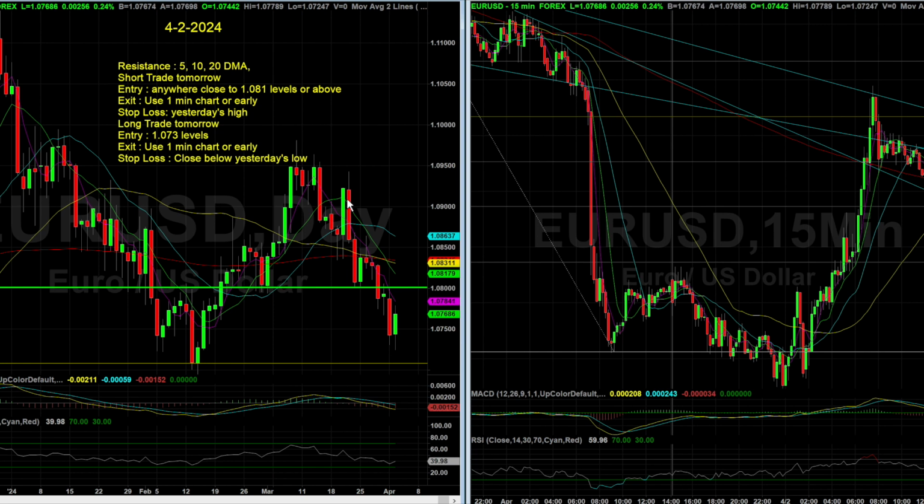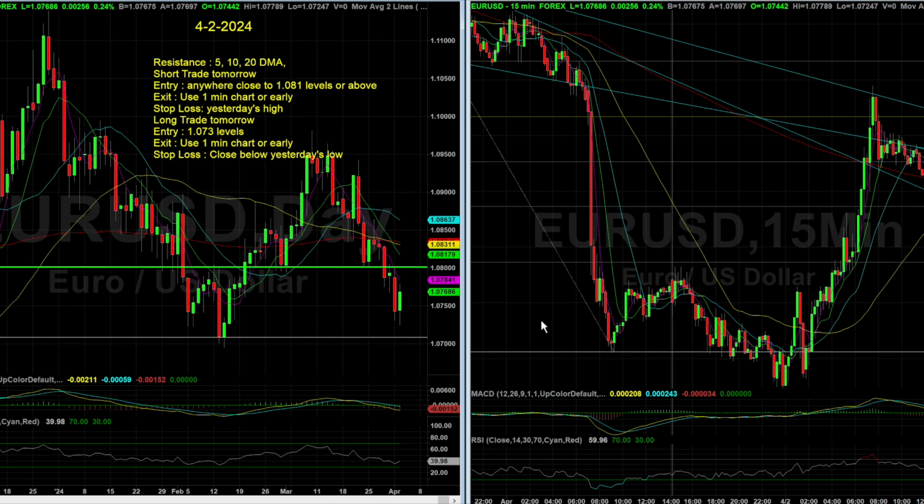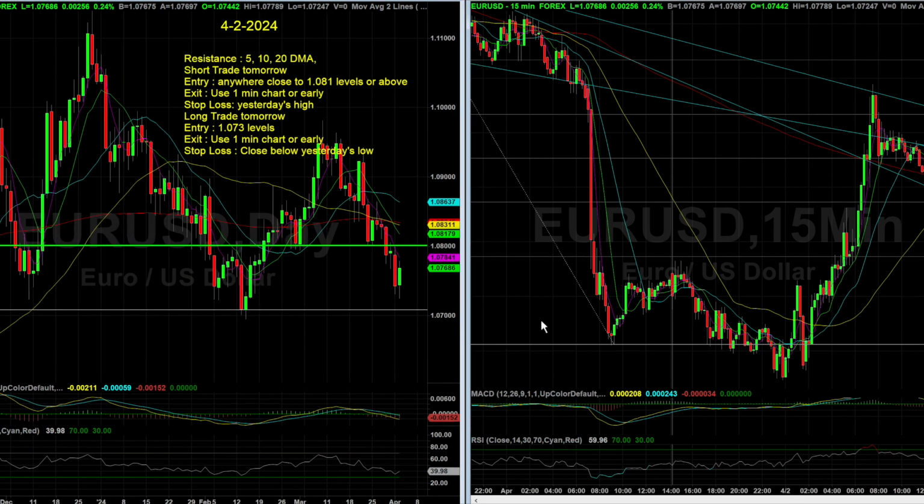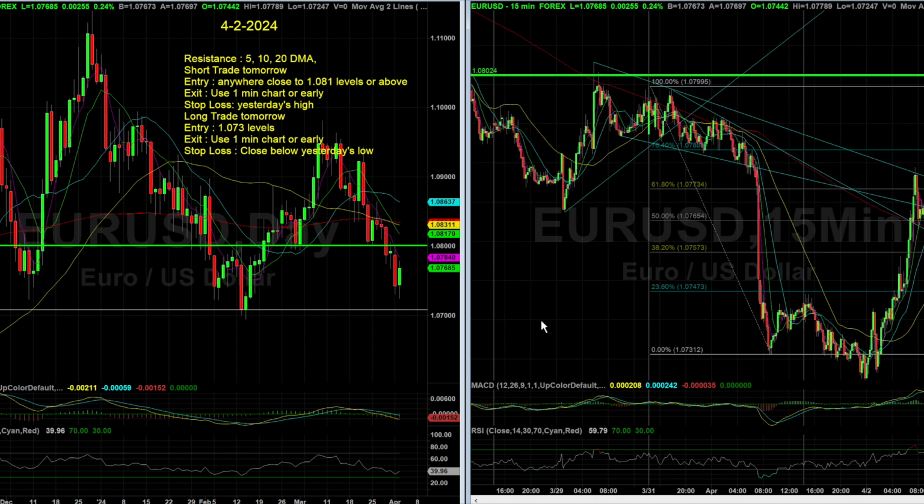Today is April 2nd for Euro US dollar. Today is a perfect setup for a long trade. There was a Fibonacci retracement. Look at the 15-minute chart. We had more than 61% retracement of yesterday. That's very nice, the market was kind to us.